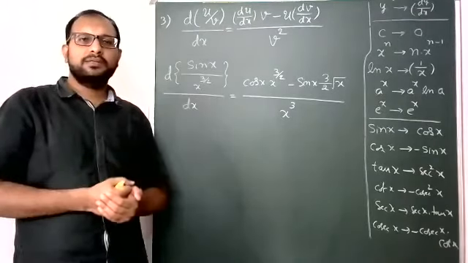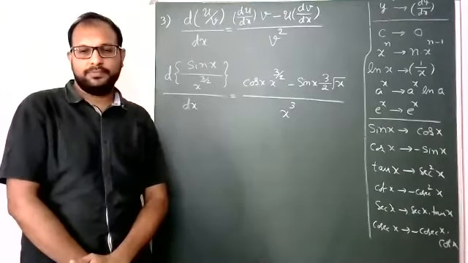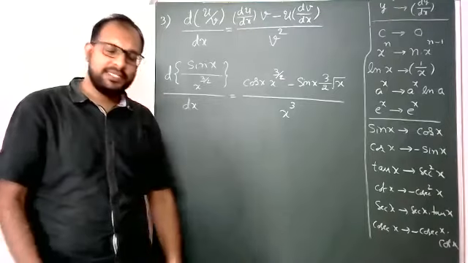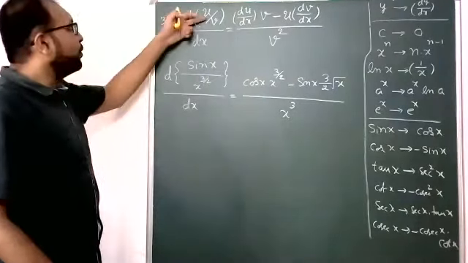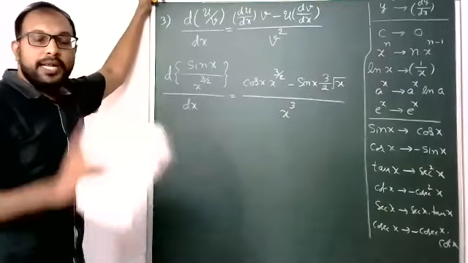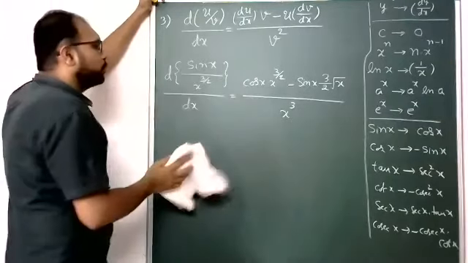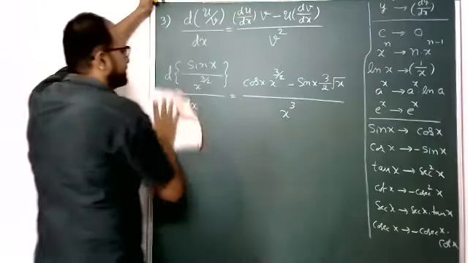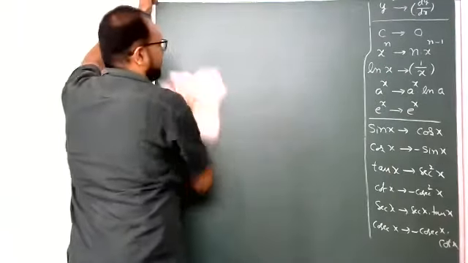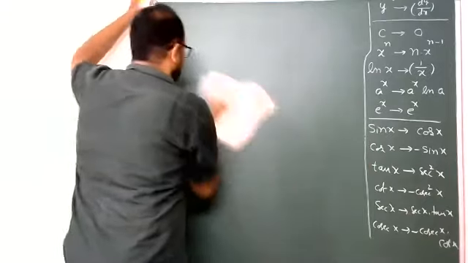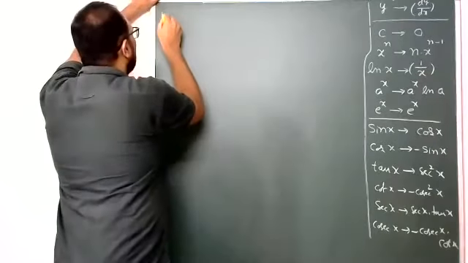Next, students, now multiplication. Suppose now u into v also. So that also an example I will tell, just wait. Yes, rule number 3, u by v. Rule number 2, either u plus v or u minus v. Now rule number 4. Okay, just wait.